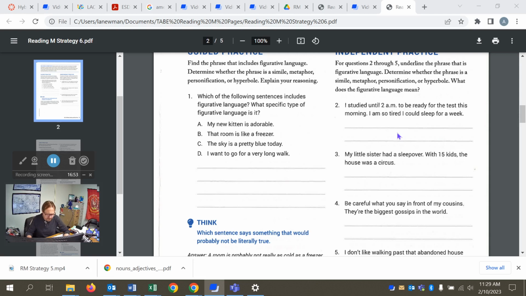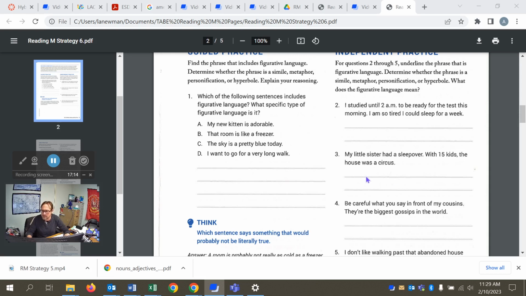Okay, so number 2. "I'm so tired I could sleep for a week" is our figurative language. And of course, that's hyperbole. It's overstatement, exaggeration. And the meaning is this person is really tired, beyond exhausted. Okay, number 3.